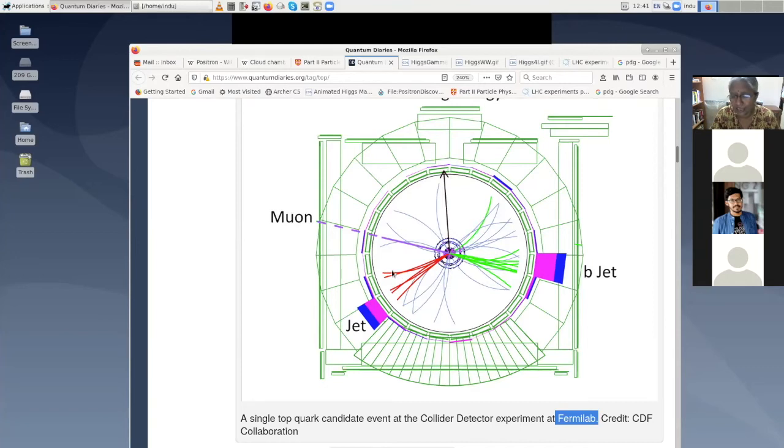Maybe Q Q bar goes to W, which can then break up into top times B bar, or top bar times B. We don't know which way it will go. So you have a single top. This is the process: a single top accompanied by the bottom with a weak interaction. The B just gives you a B jet.